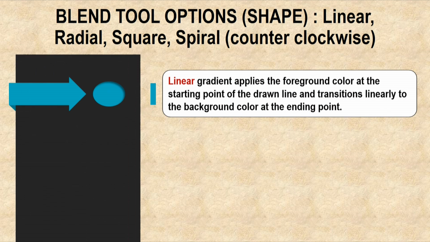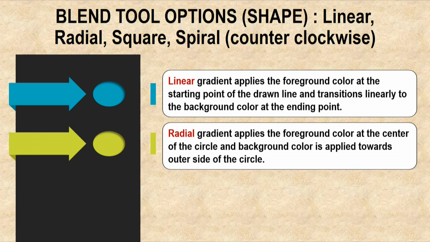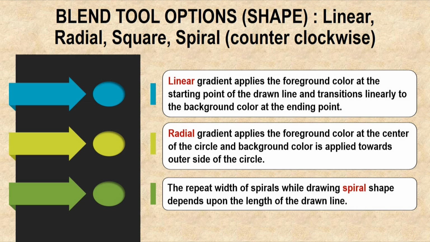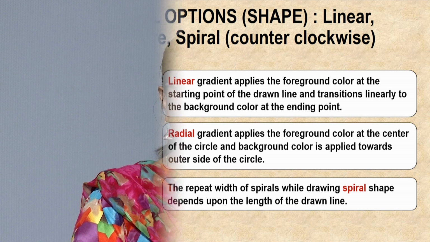Linear gradient applies the foreground color at the starting point of the drawn line and transitions linearly to the background color at the ending point. Similarly, radial gradient applies the foreground color at the center of the circle and the background color is applied towards the outer side of the circle. And the repeat width of spirals while drawing the spiral shape depends upon the length of the drawn line. We will see in the demo session how these different types of gradients can be applied using the blend tool options.